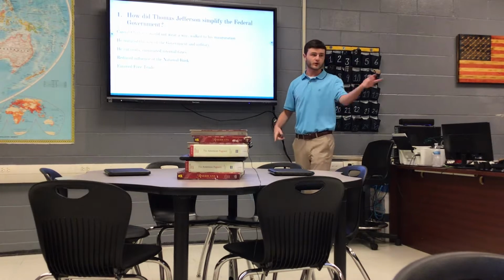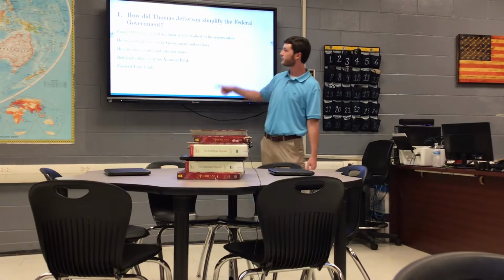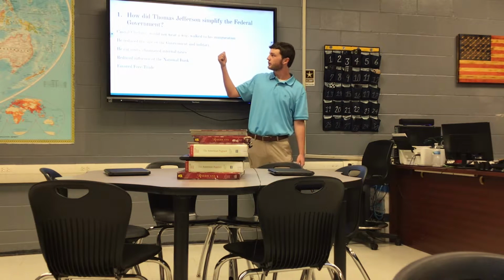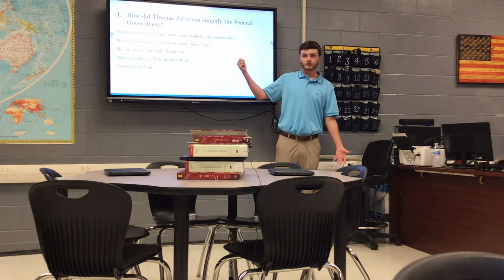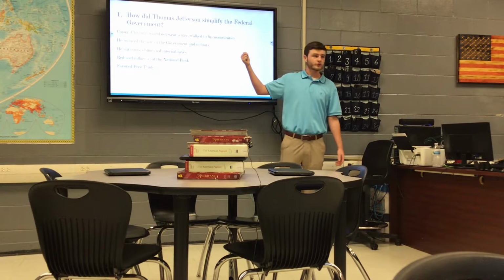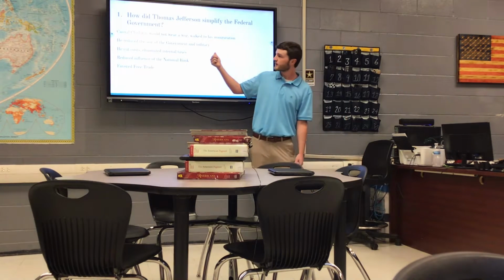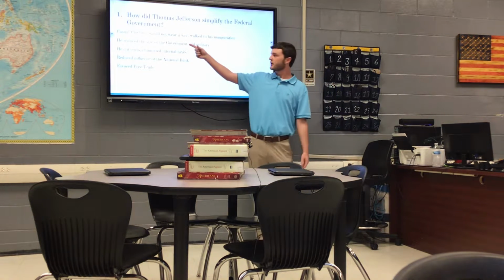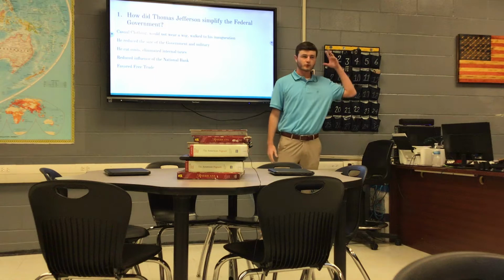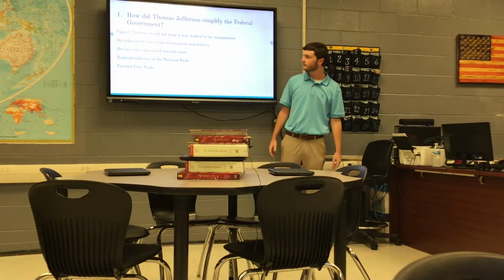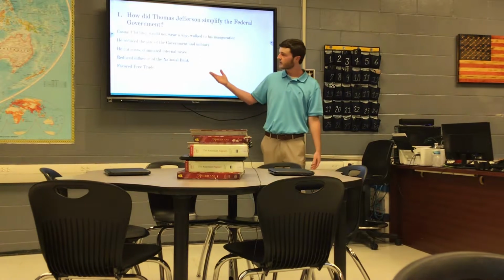So you see number 1 on your notes. How did Thomas Jefferson simplify the federal government? He wore casual clothing. He wouldn't wear a wig, and he walked to his inauguration. This is before cars, so mostly they would go in carriages, but he walked as a symbol of being the average, common man. We've all seen the pictures of Washington and all the people from back then with white powdered wigs, but he wouldn't wear it.